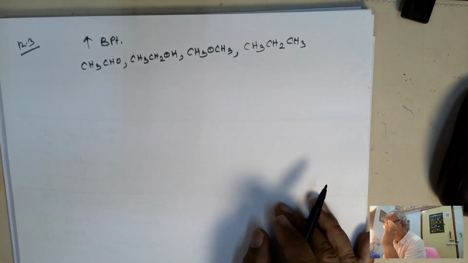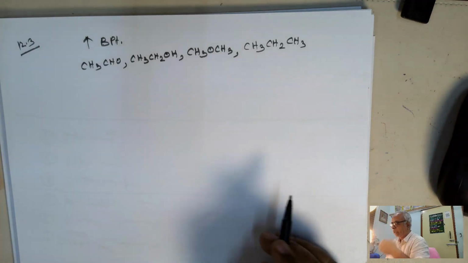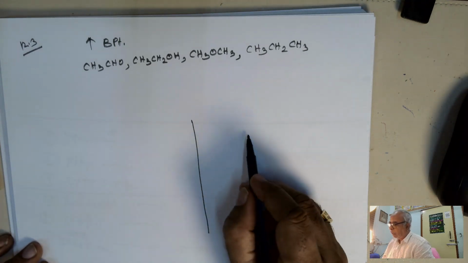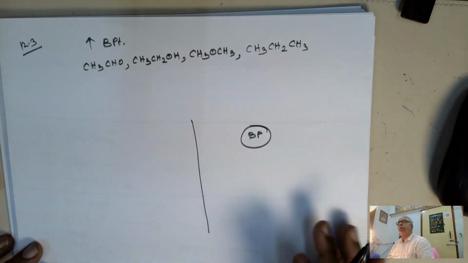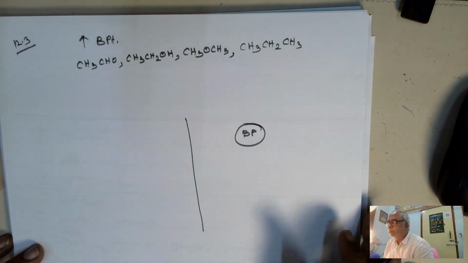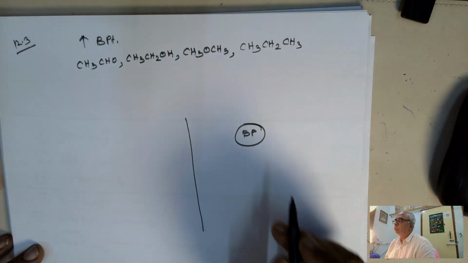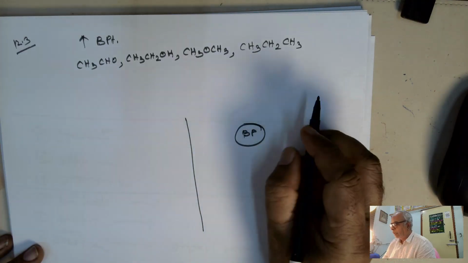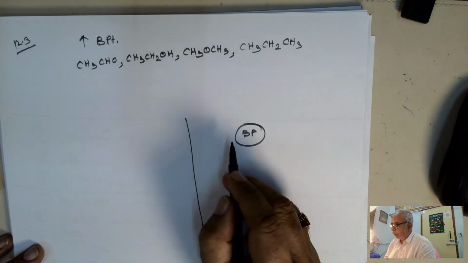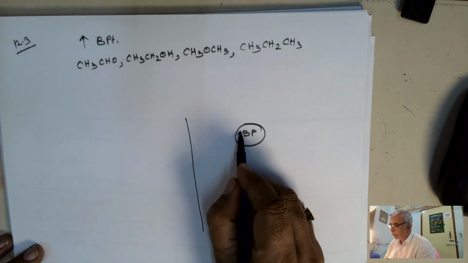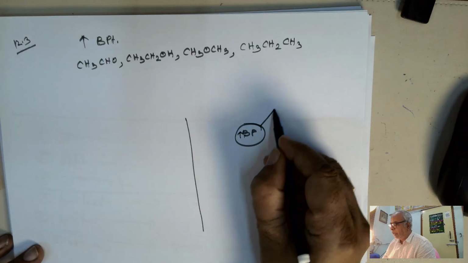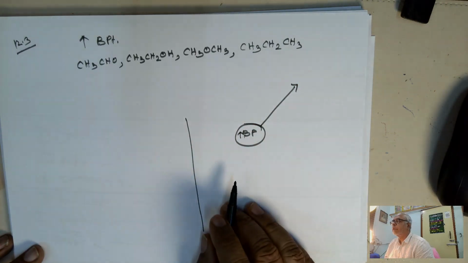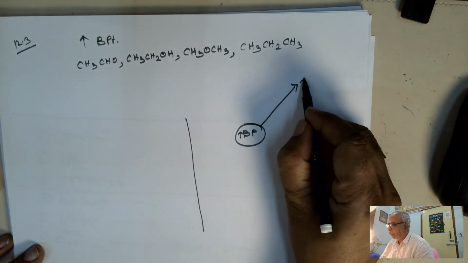Now, I will give you some tools. Based on that, you will be able to arrive at the exact answer. Let us, first of all, discuss the factors that influence boiling point. So the boiling point increases with the increase in the molecular mass.